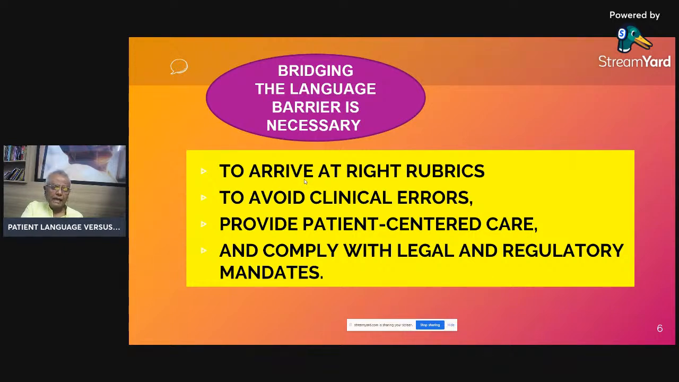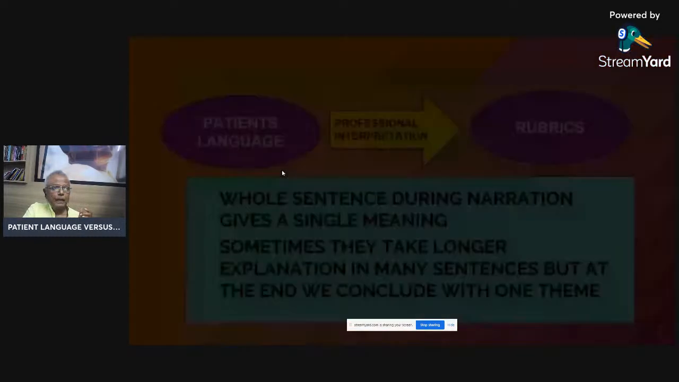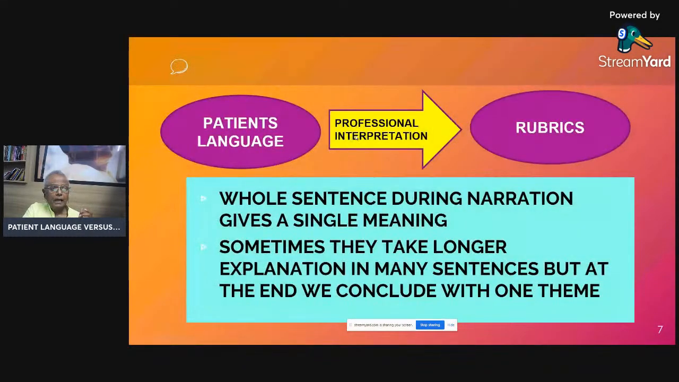Now, repertorial language is something which is very universal in nature, something which is very unique. It incorporates many different languages of the individuals present, and we have to put everything in one place. So repertorial language is a wider language where you can incorporate the individual language of the patients. And the patient's language, when you interpret it in a professional way, becomes rubrics.